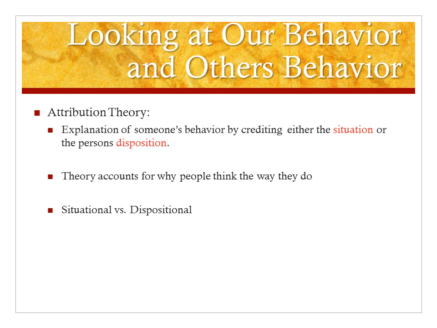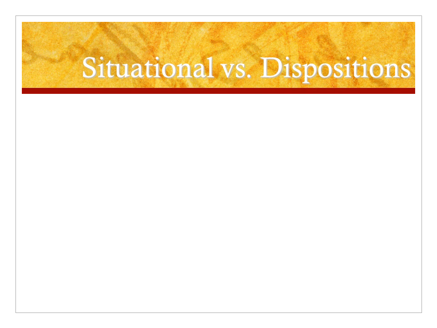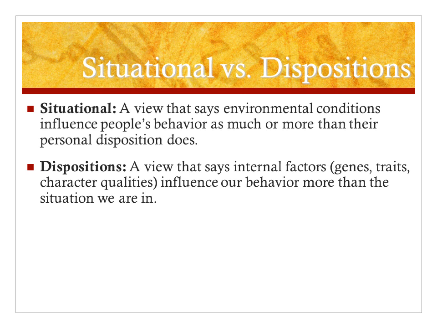So you could do either way when you meet somebody, when you interact with somebody, when you're trying to explain somebody's behavior for doing something. Okay, you're either going to look at the reason why they did or didn't do it is because of a situation, or the reason why they did or didn't do it is because of their character. Okay, so the theory takes into account for why people think the way they do. You could either have situational or dispositional.